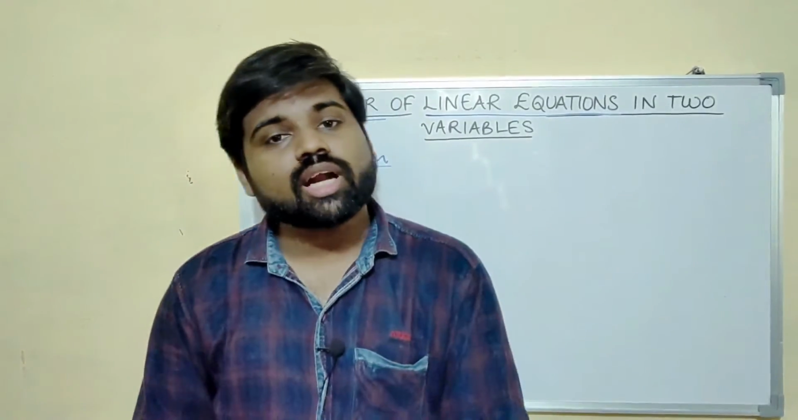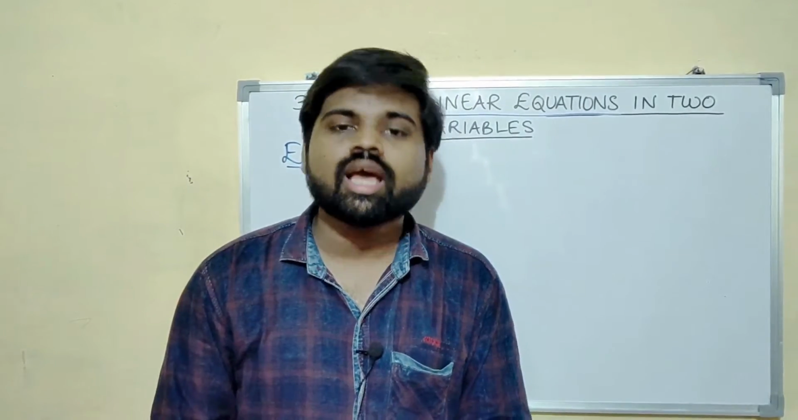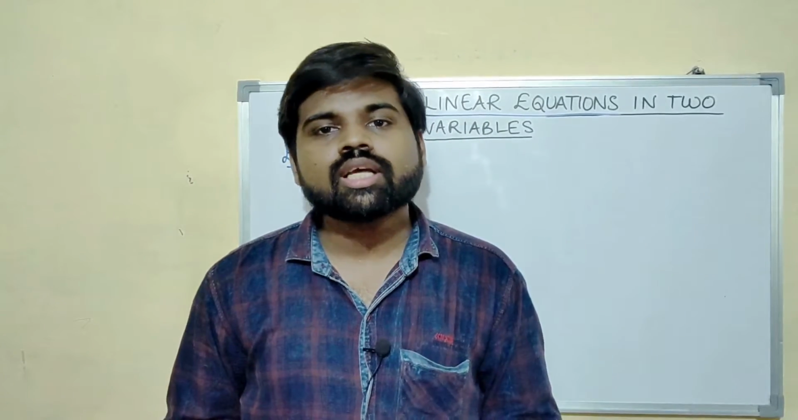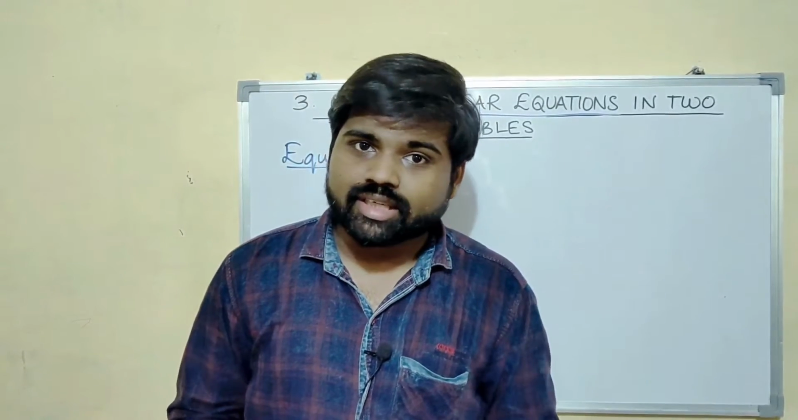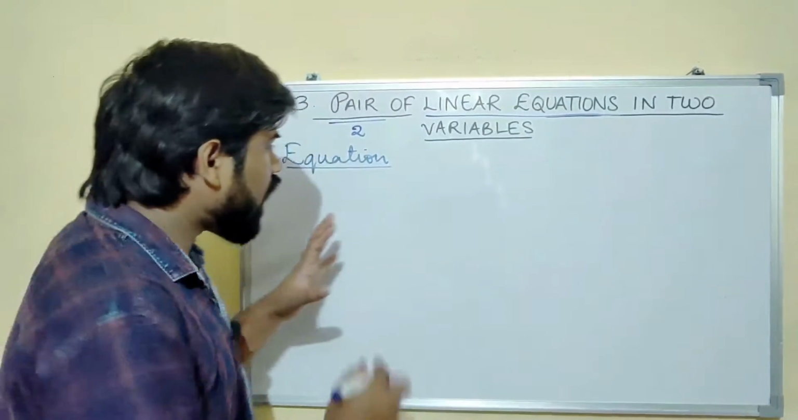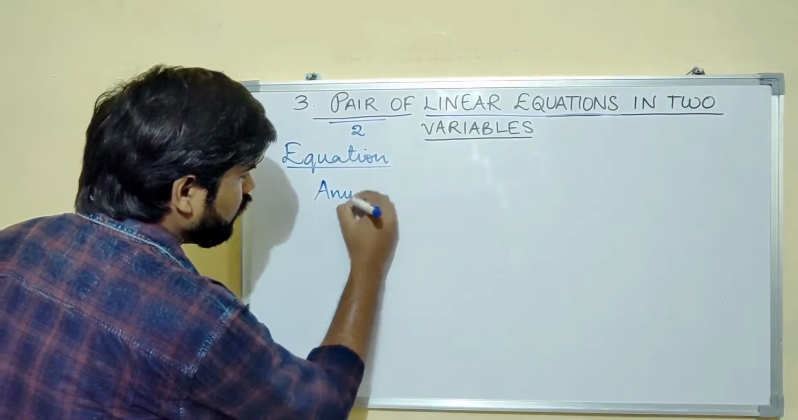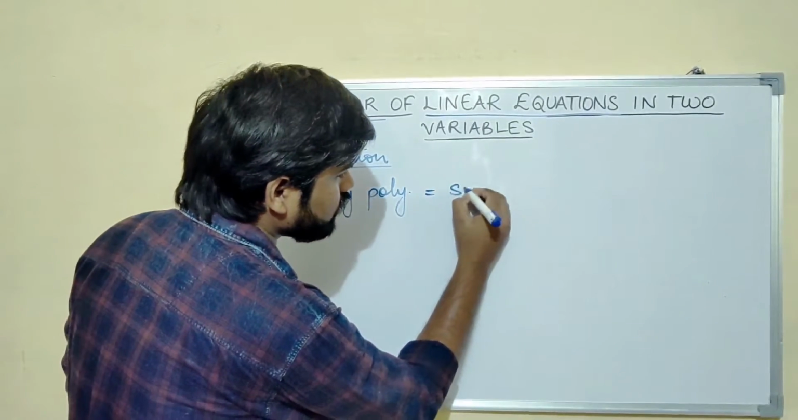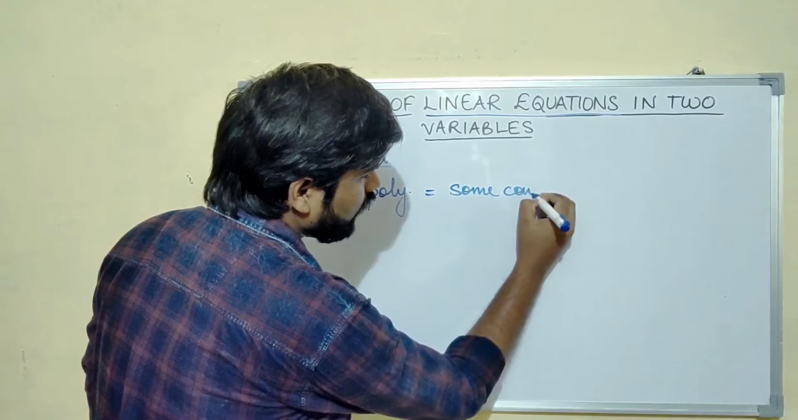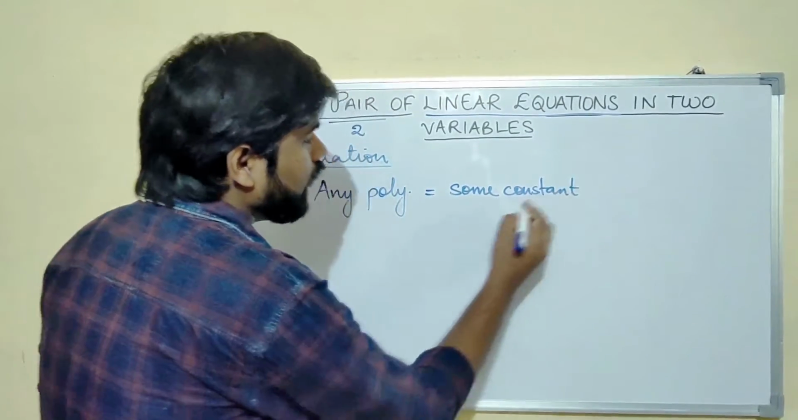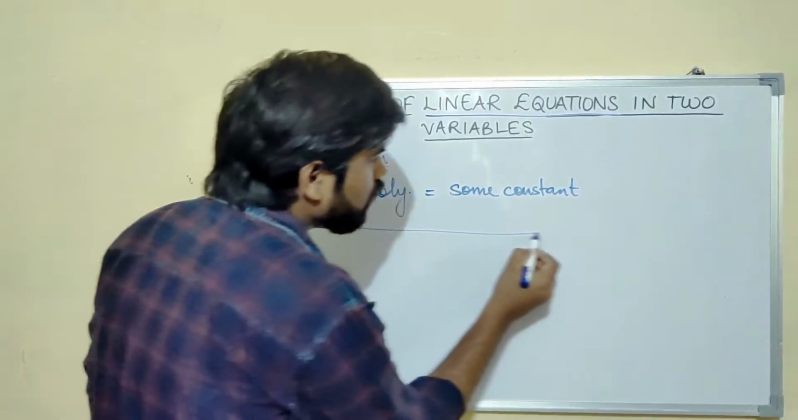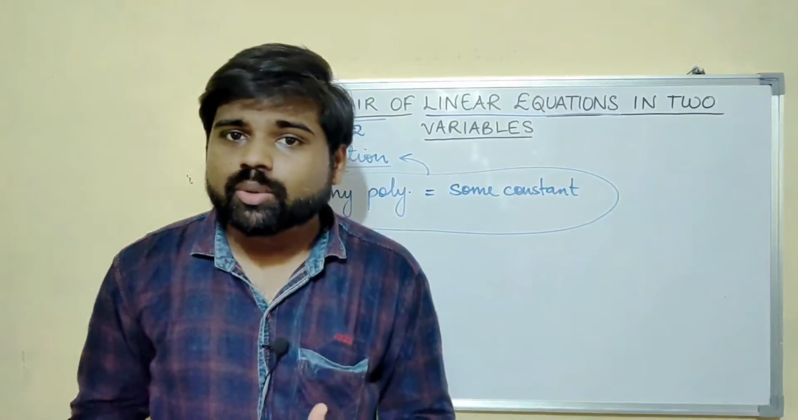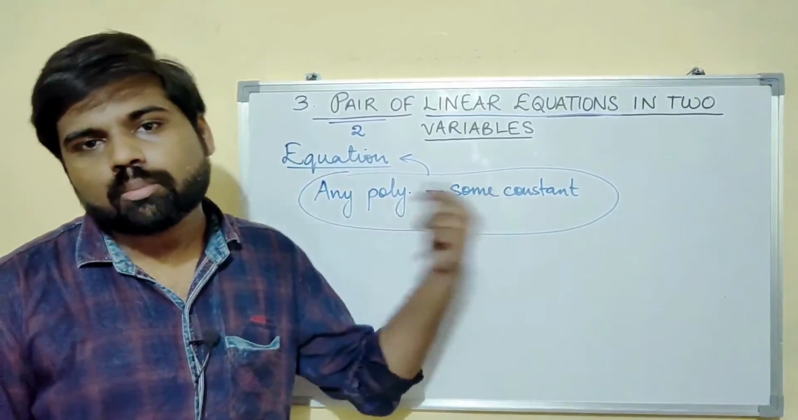In the second chapter you studied about polynomials. What was it? Any algebraic expression in one or more variables in which the powers of the variables are non-negative integers, right? So if I put any polynomial equal to some constant, it can be 0 as well, then this polynomial will now be called an equation. So what is the meaning of equation? Any polynomial equal to some constant.